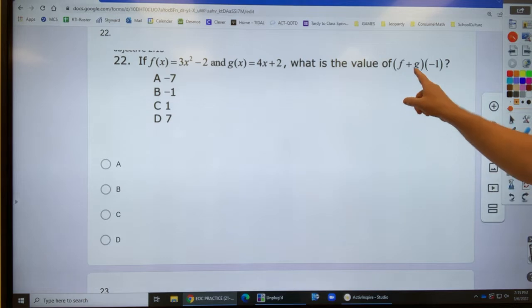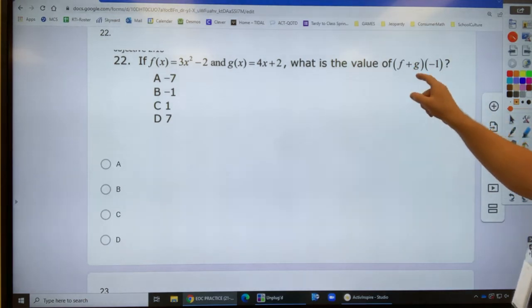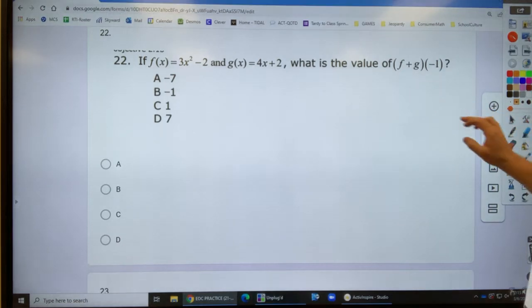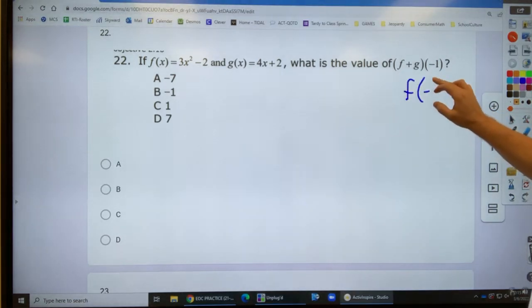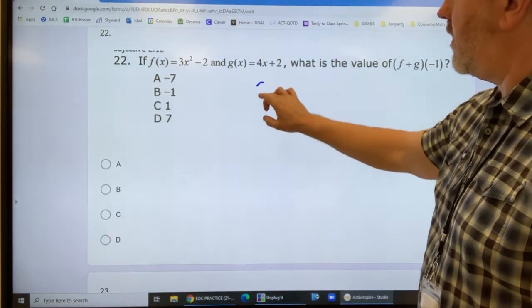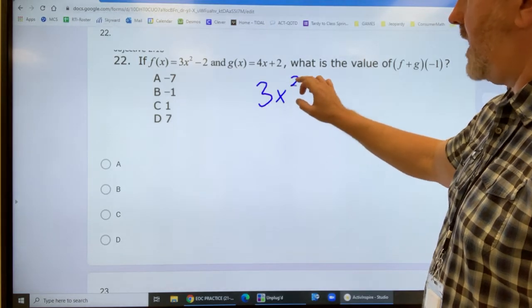So we've got these two. What's the value of that? So we're adding the functions together and then plugging in a -1. This is the same thing as saying f of -1, in which case we plug in a -1. It's just we're going to add the functions together first. So that's very, very straightforward. I'm just going to do it in my head.